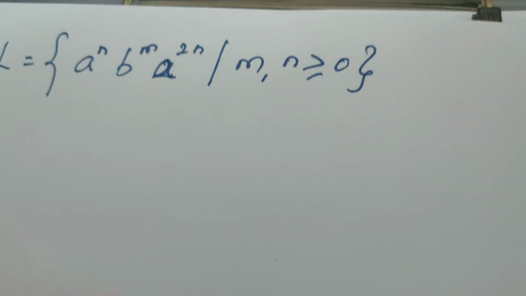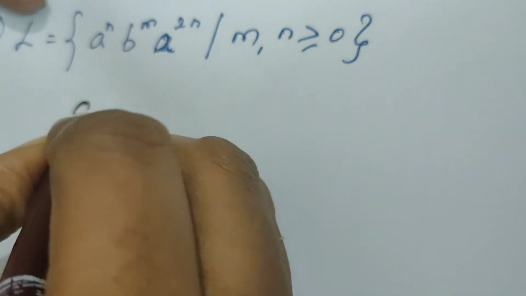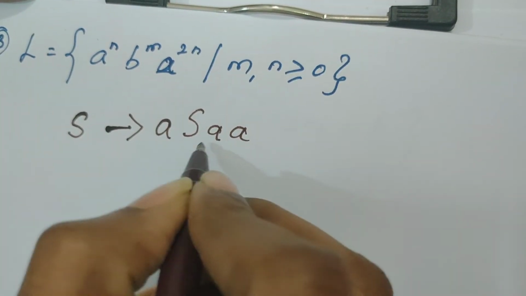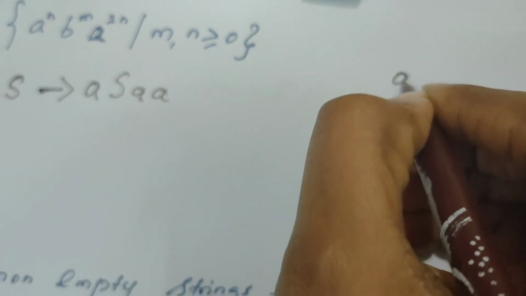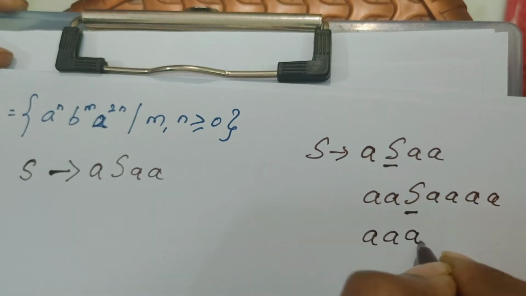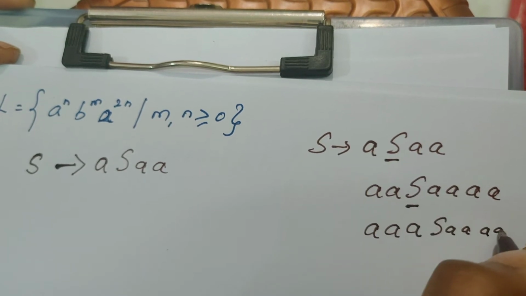How do we generate this pattern? Okay, let me write a grammar like this. S, as usual, defines the start symbol of the grammar. This S derives a S a a. In place of S, we can write it once again, using the same production rule: a a S a a a a. In place of S, once again, I can apply the same rule: a S a a. And the rest of the a's I am writing as it is.